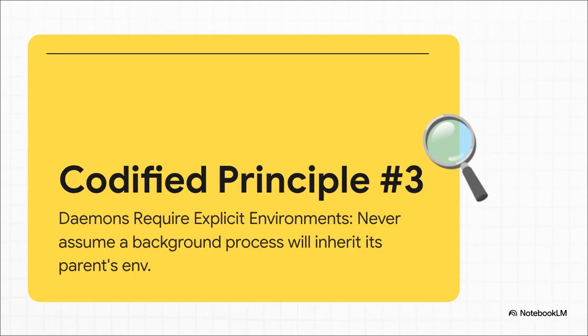And that brings us to our third hard-won principle. Daemons require explicit environments. You just can't assume a background process is going to magically know about its parent's world. Never. The right way to do it, the standard way, is to make the daemon load its own environment, usually from a .env file. That way, it's totally self-contained. Another point on our map.